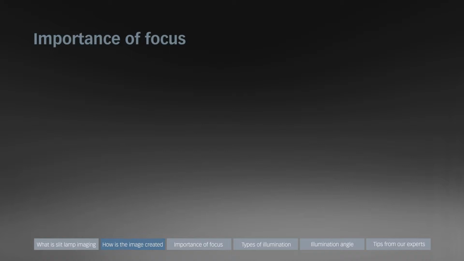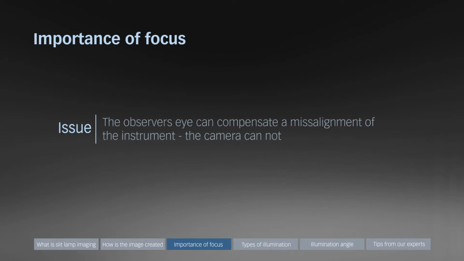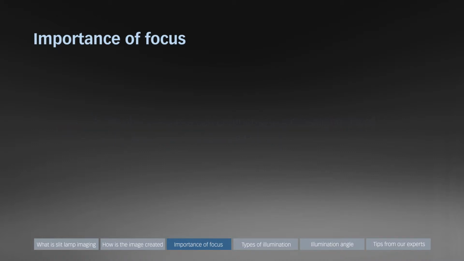This section is dedicated to the importance of focus. A common issue in slit lamp imaging is that the observer has a perfectly sharp view while the images are out of focus. This is because the observer's eye can compensate a misalignment of the instrument, but the camera cannot. To help overcome this problem, Haag-Streit has developed a special imaging crosshair eyepiece.